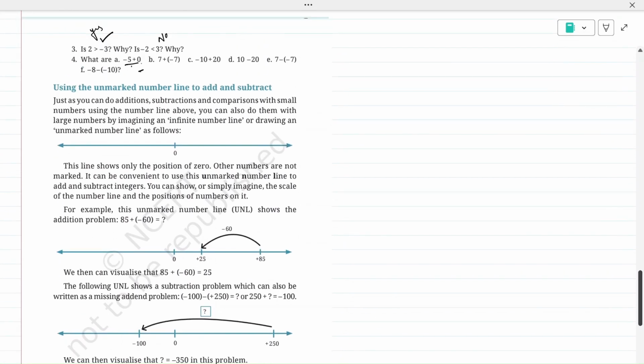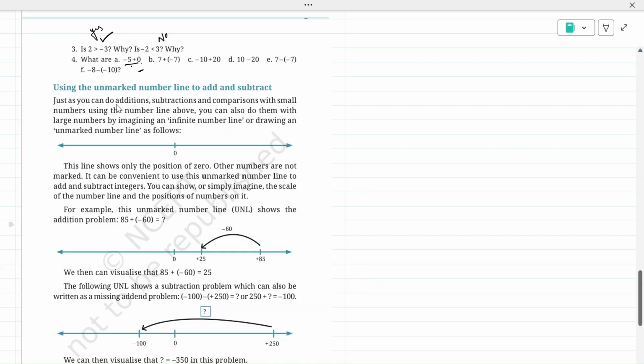Now, using the unmarked number line to add and subtract. So kids, till now we were marking the things, but now we have bigger numbers, and it's possible, but it's very, very lengthy to mark the bigger numbers on a number line. So what we'll do, we'll take approximations and we will do the questions on the basis of this. Okay, so let's go through it.